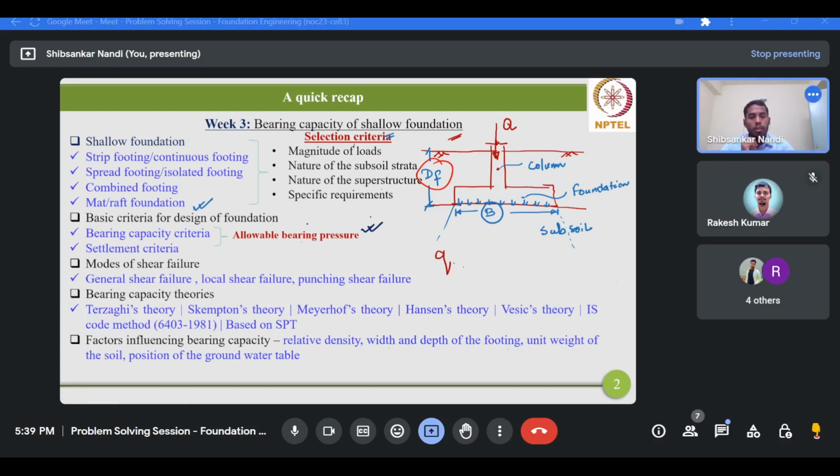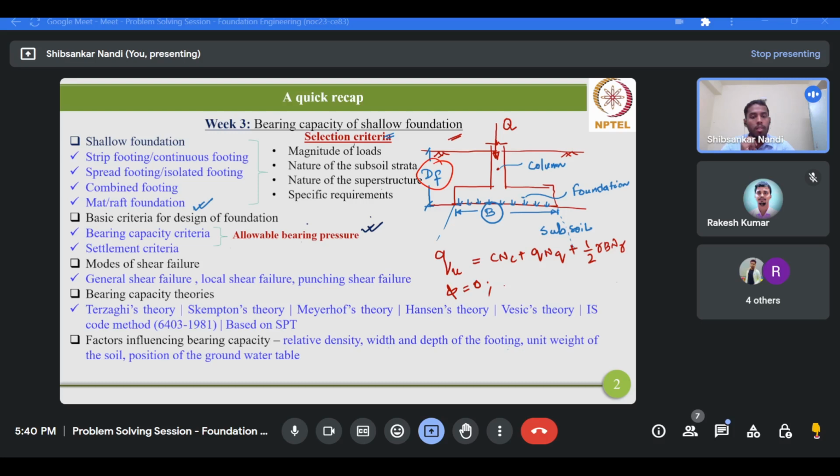So the general expression I am talking about right now is q = cNc + qNq + half gamma B N gamma. First of all, for cohesionless soil, as you are saying, it will have an impact on its bearing capacity. Now for cohesive soil, what is the value of phi? For purely cohesive soil, the phi value will be 0.